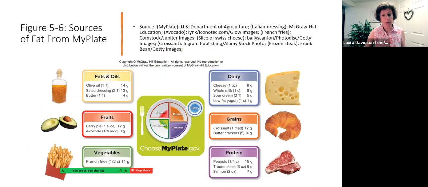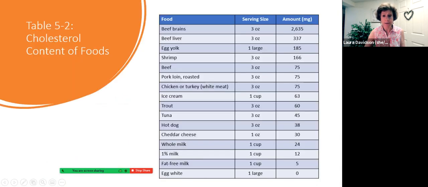Here are the sources of fat. This is useful, but it doesn't focus in on type, which is problematic. Okay, there's a big difference between the makeup and the health effect of butter versus olive oil. There's a big difference between an avocado and a berry pie. So keep in mind, whenever you look at fat content, more importantly is to focus on the type of fat.